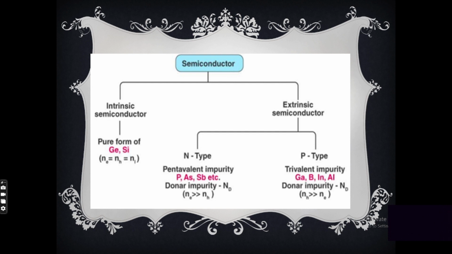N-type is nothing but adding an impurity atom. That is, if we add a pentavalent impurity atom to an intrinsic semiconductor, it is called N-type. And P-type is nothing but if we add a trivalent impurity atom to the intrinsic semiconductor, it is called a P-type semiconductor.